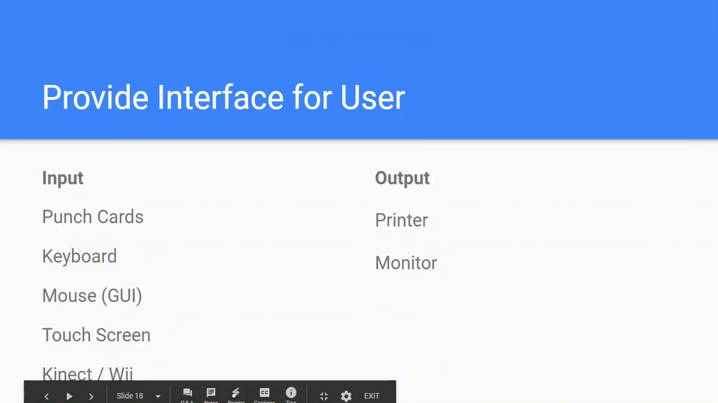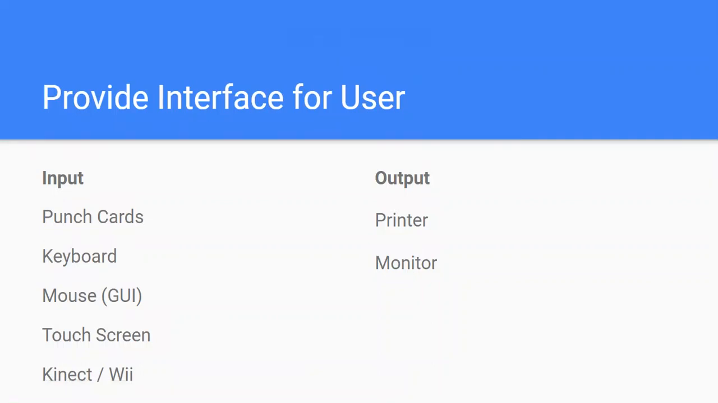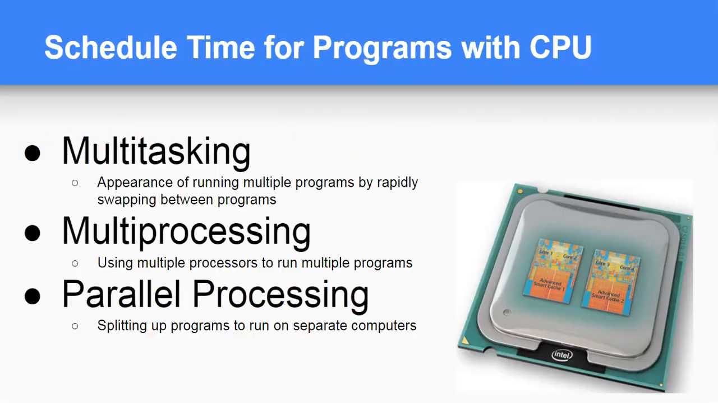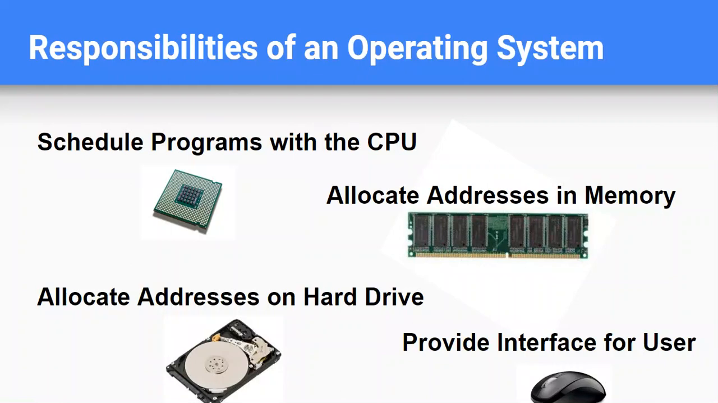Okay, we started talking way back when. Let's see if I can jump back to that slide here. We started talking about CPUs, and we said there are four responsibilities. They schedule programs with the CPU. Remember, round robin and first come first serve. They find spots in memory. They find spots to be stored on hard drives. And lastly, they provide an interface.